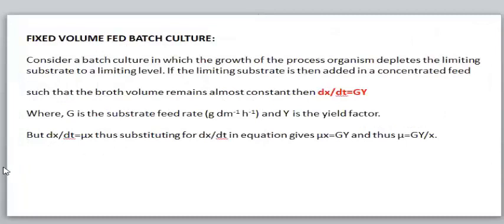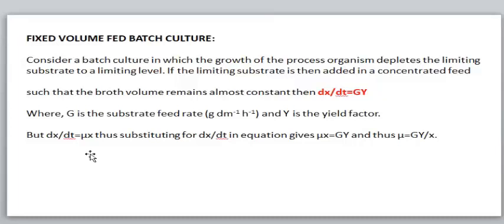Another is the fixed volume. Here the rate is equal to the substrate feed rate multiplied by the yield factor. If the yield factor is higher and the substrate feed rate is higher, then the rate will be higher. If either of these two, substrate feed rate or yield factor, is lower, then the rate will also become slower.